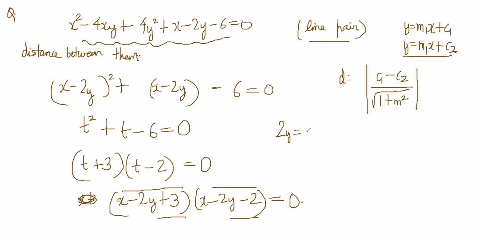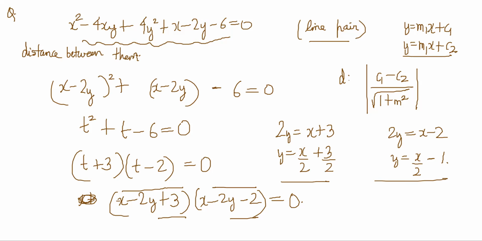2y is equal to x plus 3, or y is equal to x by 2 plus 3 by 2, and the other line is 2y is equal to x minus 2, or y is equal to x by 2 minus 1. So now it is in the form y is equal to mx plus c. Now the distance between them is this minus this, 3 by 2 minus minus 1, so this becomes plus 1. So 5 by 2 by root over 1 plus 1 by 4, which becomes 5 by 2 by root over 5 by 4. So root 5 by 2, so root 5.